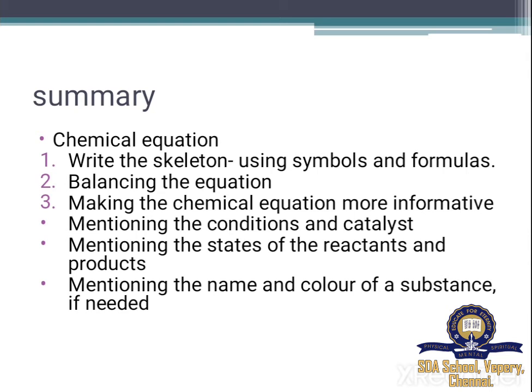Thirdly, one should make the chemical equation more informative by mentioning the conditions and catalyst at the arrow. The condition should be mentioned above the arrow and the catalyst should be mentioned below the arrow. The next one is mentioning the states of the reactants and products. And the final one is mentioning the name and the color of the substances if needed. I hope you all understood till this.